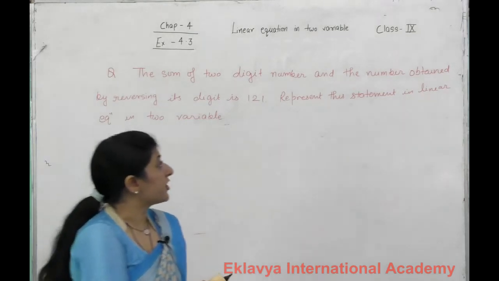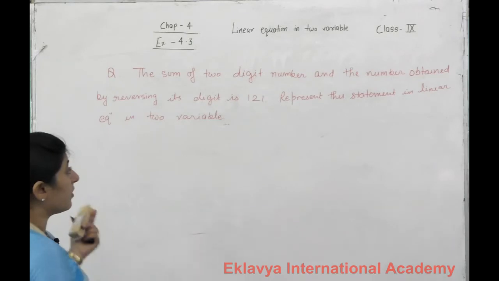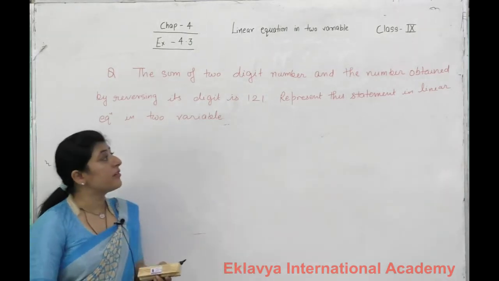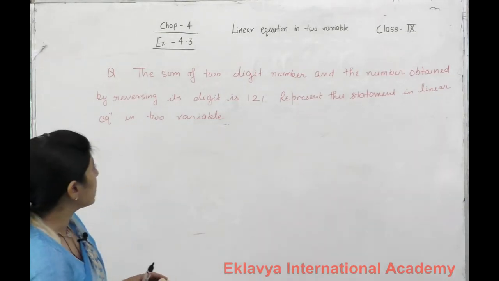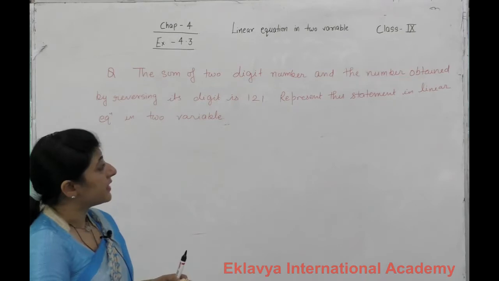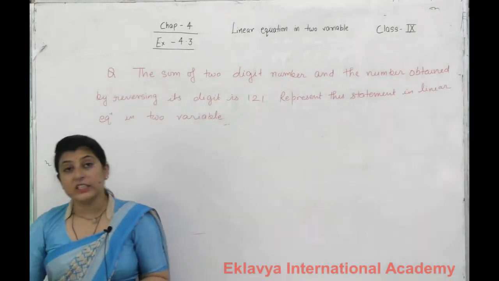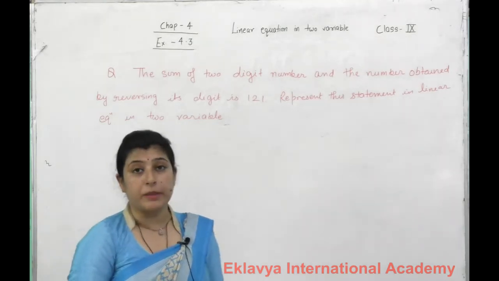This question is not in your book, but it is a very important question, so you will also do it in your fair notebook. Okay, see here, the sum of a two digit number and the number obtained by reversing its digit is 121. Represent this statement in linear equation in two variable. In this question you have to make only the equation in two variable.